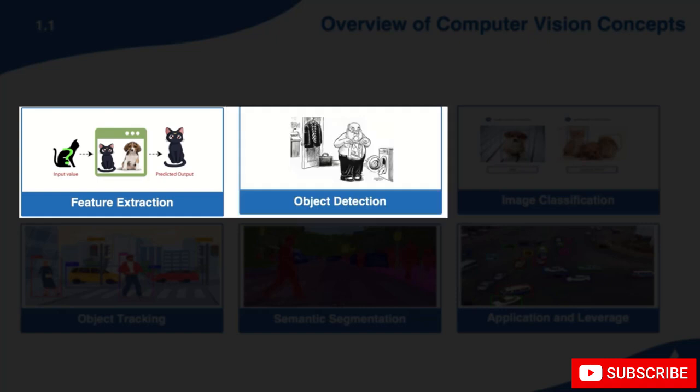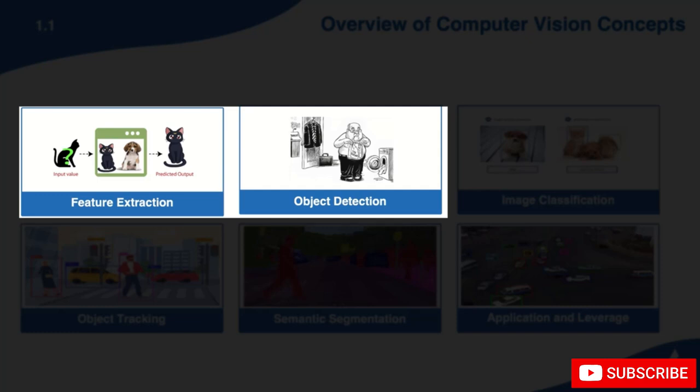Object detection. Here we identify and locate specific objects or entities within the images. This enables the computer to not only detect the presence of objects, but also understand what those objects are and use them as applications in various fields.